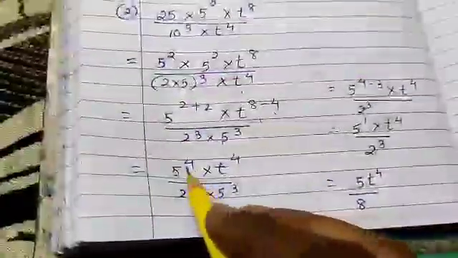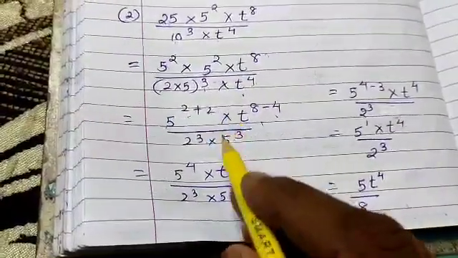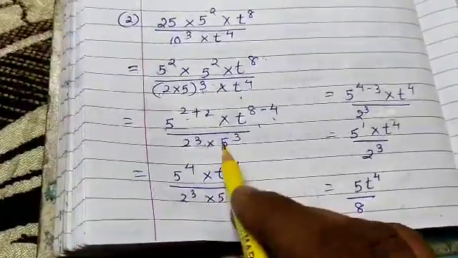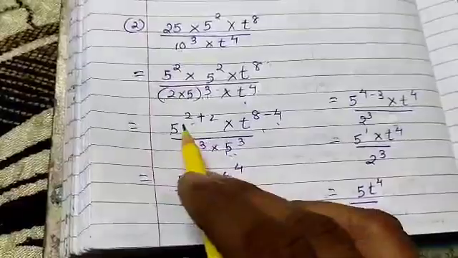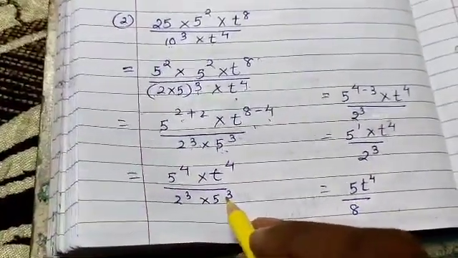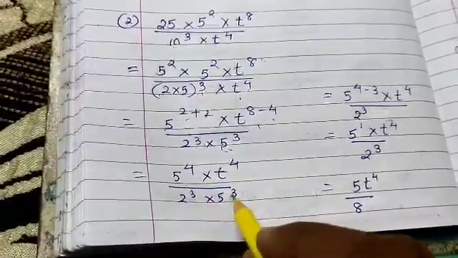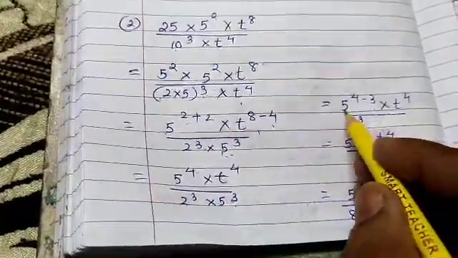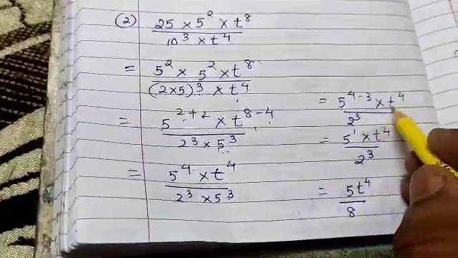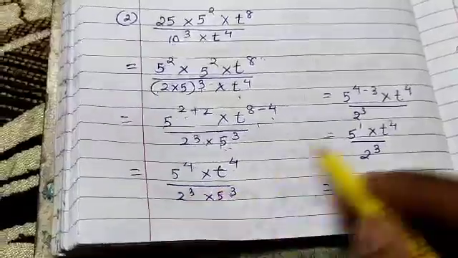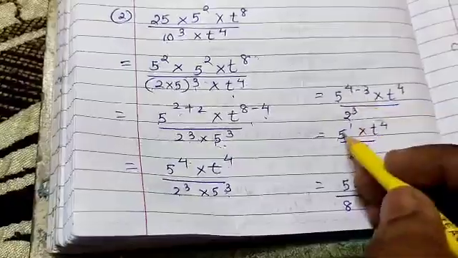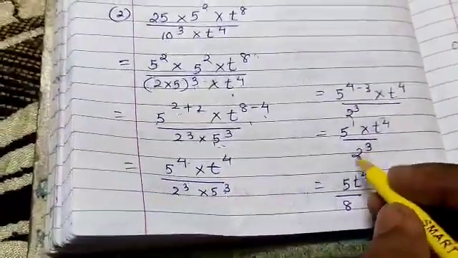Now next step, you have to take this 3 in the numerator, or you can keep it as it is. Here in the next step 5 is the common base, and 2 plus 2 gives 4, so you take this 3 in the numerator and subtract 3 from 4, that is 5 raised to (4 minus 3) multiplied by 7 multiplied by t raised to the power 4, and in the denominator 2 raised to the power 3 is left. Now 4 minus 3 gives 1, that is 5 raised to the power 1 multiplied by t raised to the power 4 divided by 2 raised to the power 3.